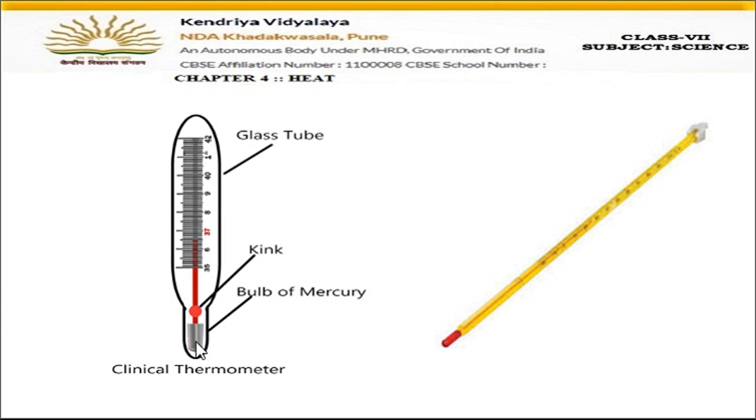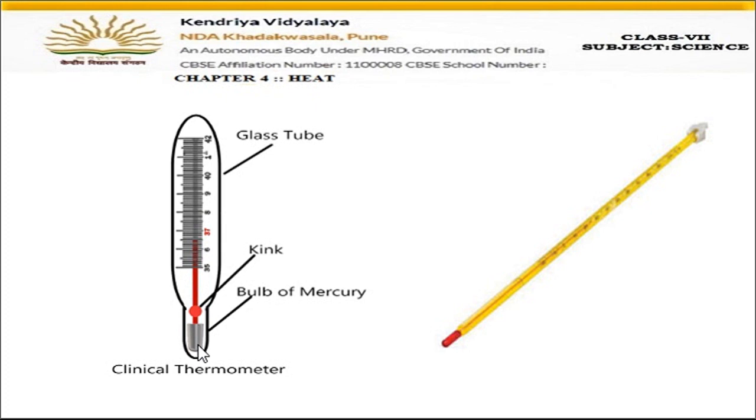Now when we measure the temperature of our body, what happens? This mercury starts moving up. If the temperature is high, this liquid mercury starts moving from the bulb and comes into this narrow tube. Now, if you take the thermometer out from your body, you can still read the temperature for a long time. For 5 minutes the temperature will show on the thermometer. This is with the help of this kink.